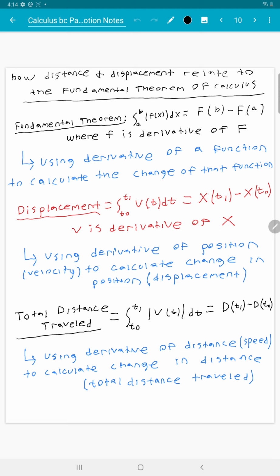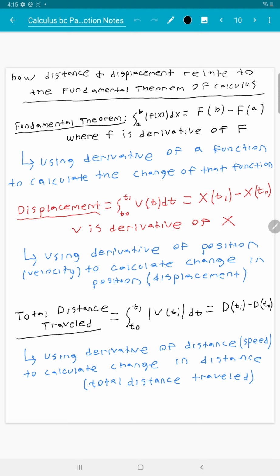We are using lowercase f to calculate the change of F, because we are taking the integral of lowercase f from a to b, and by doing that we can calculate the change in the uppercase F from a to b. And then we have displacement. This looks really similar because we define displacement as the change from x initial to x final. So x final minus x initial equals displacement.